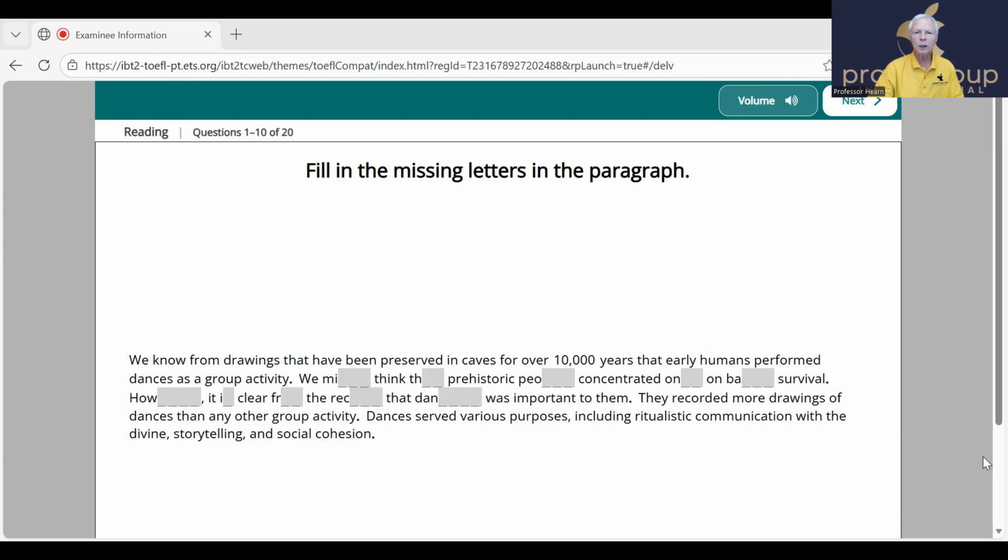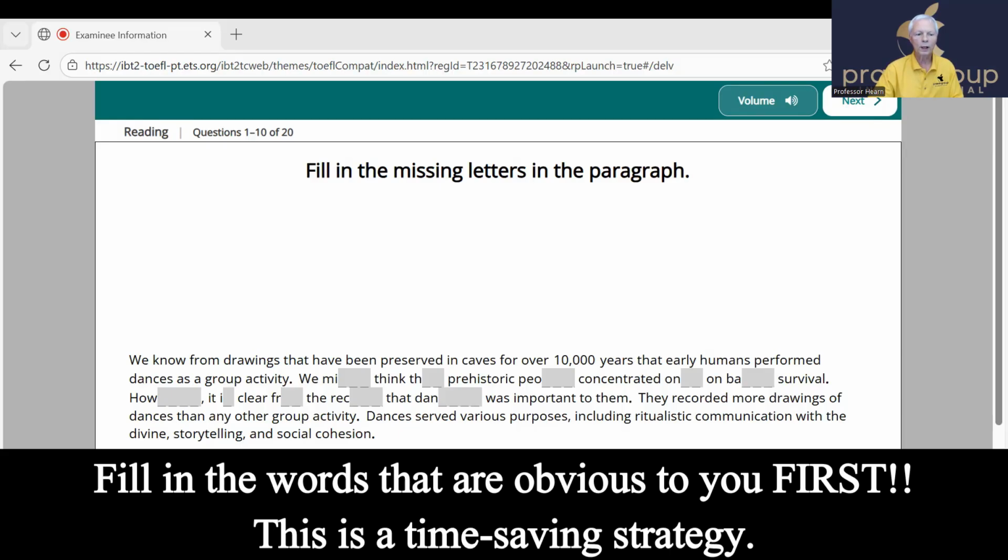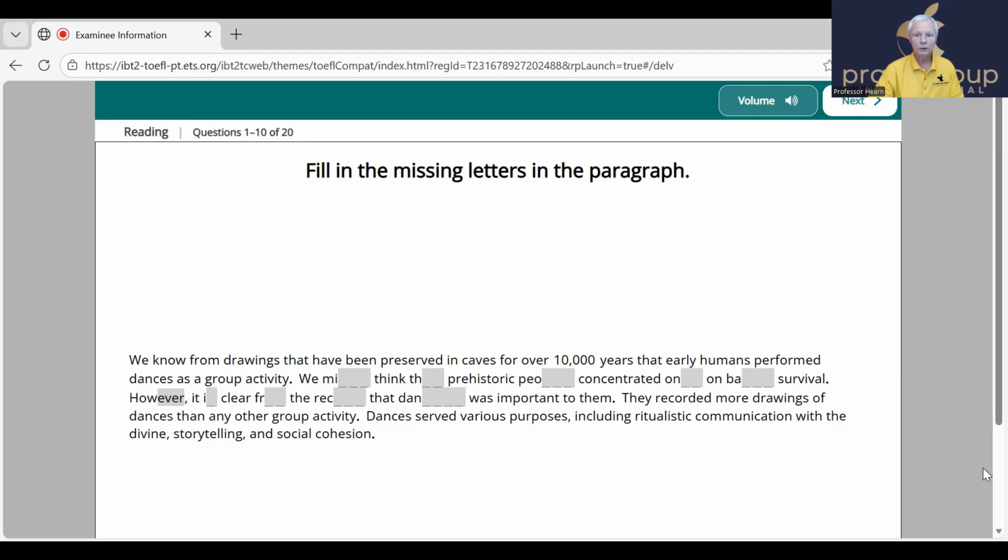Keep in mind, we want to do the easiest ones first because it's all about the number of points you get. This test isn't about answering the hardest questions. It's about answering most of the questions, and this is how you do it. When we're looking at this sentence that's got the words that are missing letters, what do we see that we can fill in first? Right away, I see the word however. Did you get that one? What about this one? Might.